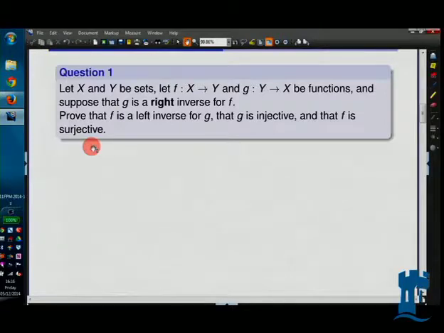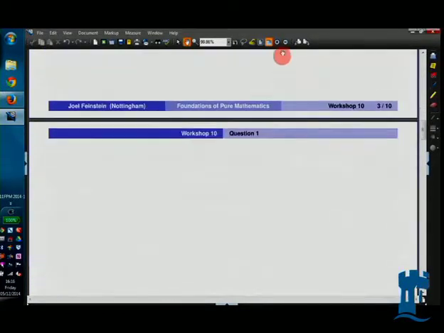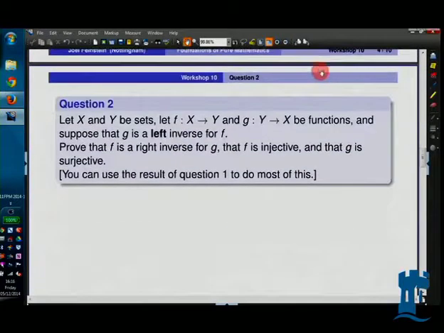Okay. So then question 2, which you can do using question 1, is you suppose this time that G is a left inverse for F, and then you have to prove that F is a right inverse for G, and then you have to prove that F is injective and that G is surjective. But you can use question 1 and then swap F and G round, so it doesn't take very long to do that. Okay, so we'll come around and see how you're getting on with those two.